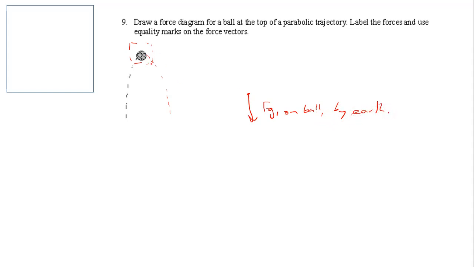And what else? It's still moving. It's moving up here, and as it goes across the top, it's still moving that way a little bit. So there's going to be a little bit of friction on ball by air. Now I know what you want to do. You want, I can feel it in your bones, to put some sort of upwards force on this ball. I don't know what you want to label it.